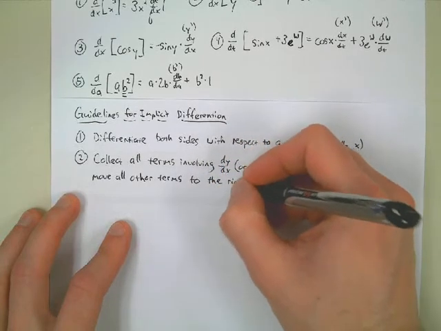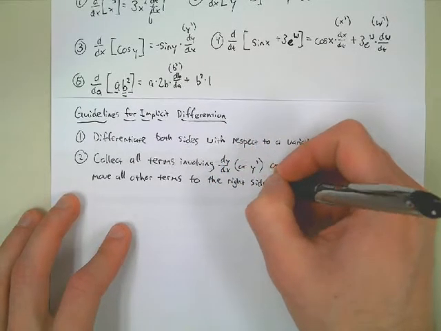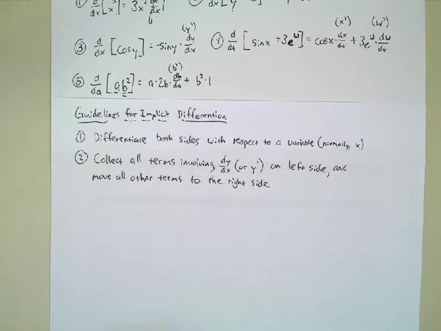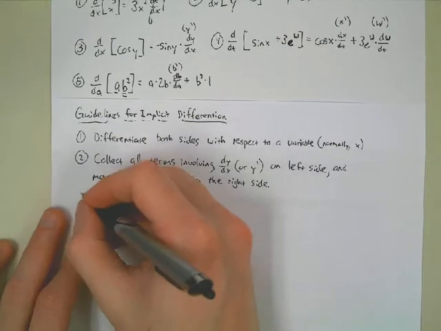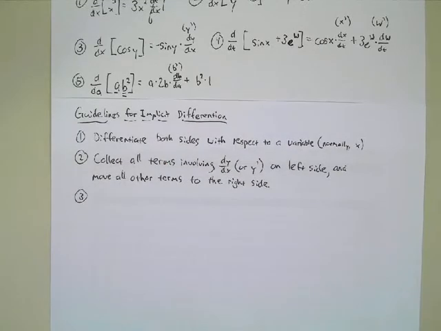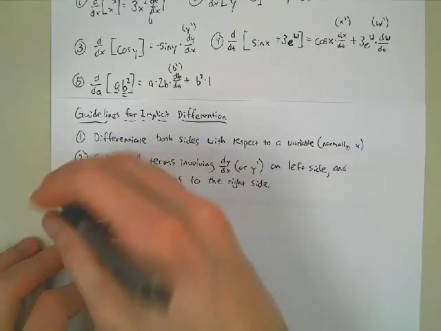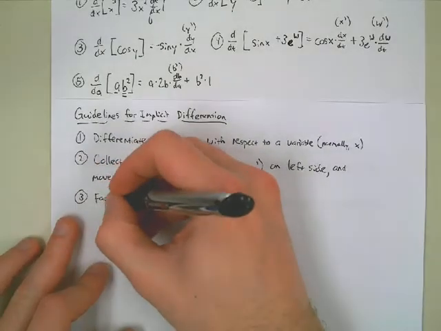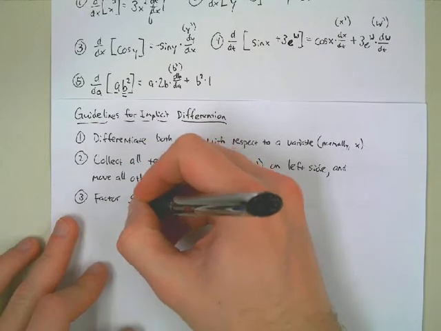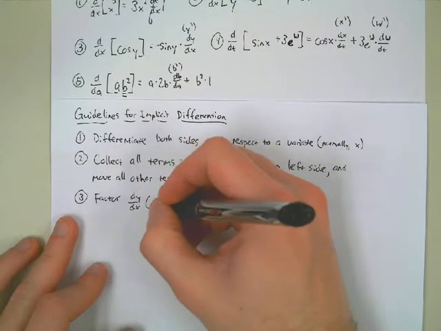Terms that don't have the dy dx. Basically, we collected all the dy dx terms on one side, and we collected all the terms that don't have dy dx on the other side, the right-hand side. All the terms on the left-hand side have dy dx with them, and so we're going to then factor dy dx, or again y prime, out of the left side.